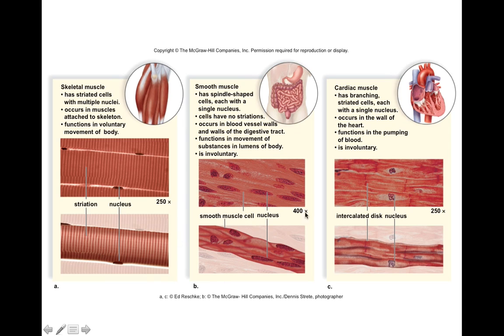Here's a schematic diagram that shows smooth versus skeletal versus cardiac. You won't actually have to be identifying these types of tissues from one another in a picture format, but you should understand the general differences in location and function of these different muscle tissues.